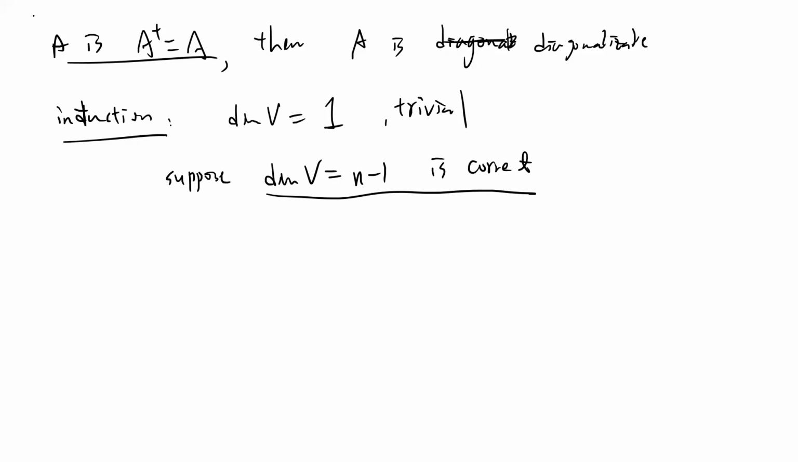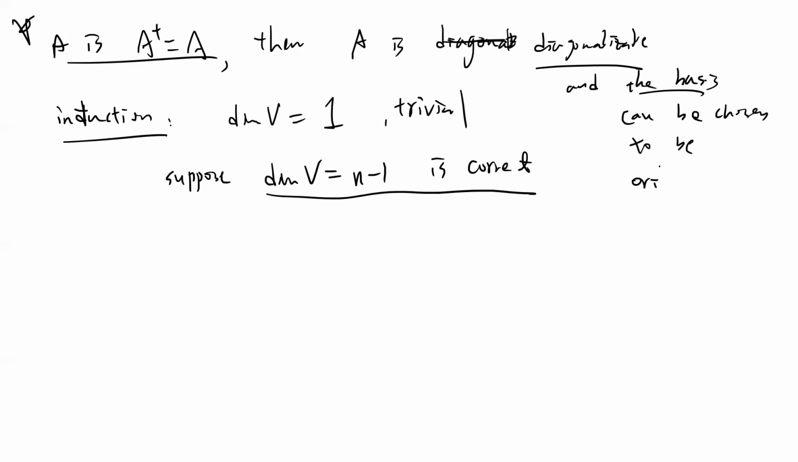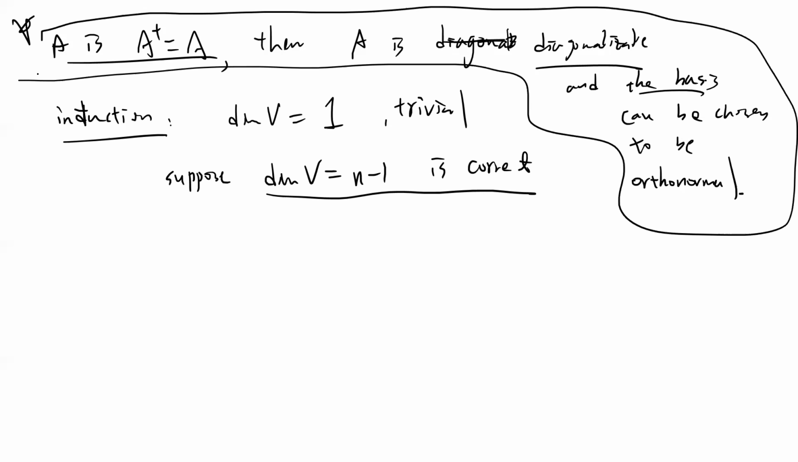Maybe let's introduce more results. If A is Hermitian, then A is diagonalizable, and I want to prove that the basis can be chosen to be also normal. So this is what I want to prove. I not only prove that A is diagonalizable, but that the basis can also be chosen orthonormal, basically a unitary.